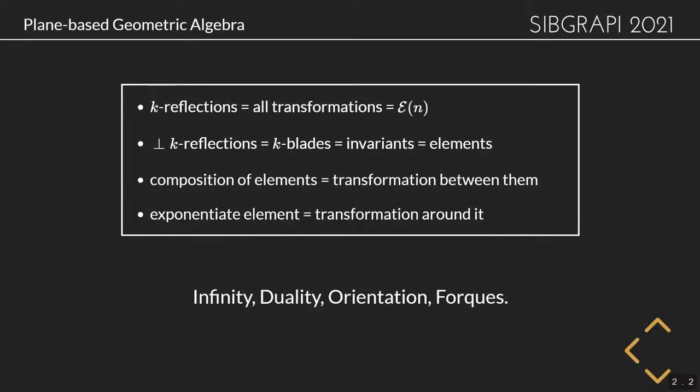If you repeat a two-degree rotation twice, you get a four-degree one, and so on, to get transformations around those elements. We may have given you the impression that the Euclidean group holds all of the elements in PGA, but that's not entirely true. So we might have left out some line and a couple of points, and that's what we'll look at in this particular episode. So we'll be talking about infinity, how it leads to duality, how duality leads to orientation, and how all of it leads to forks. Let's get started.